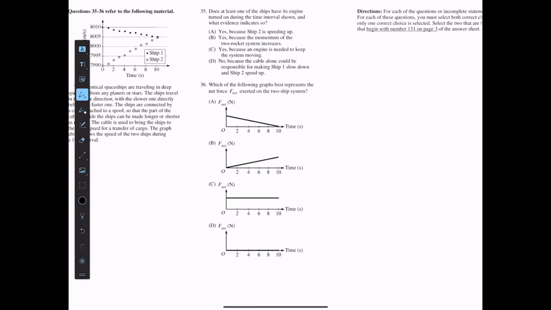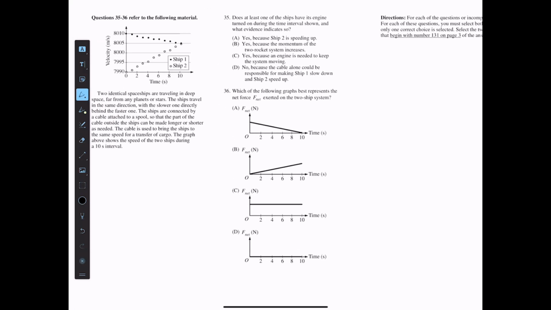35. Two identical spaceships are traveling in deep space far from any planets or stars. The ships travel in the same direction with the slower one directly behind the faster one. The ships are connected by a cable attached to a spool so that the part of the cable outside the ships can be made longer or shorter as needed. The cable is used to bring the ships to the same speed for a transfer of cargo. Does at least one of these ships have its engine on during the time interval shown below?